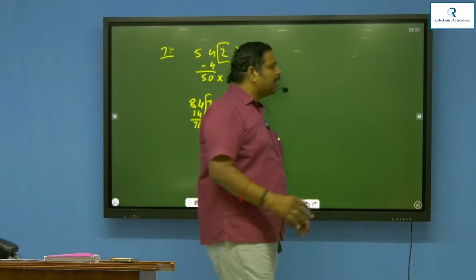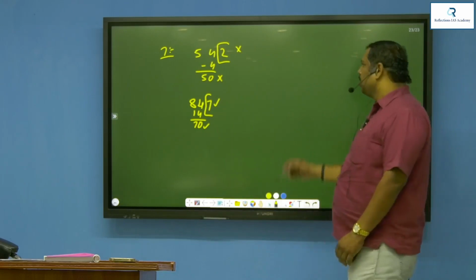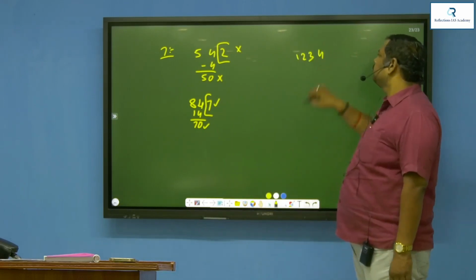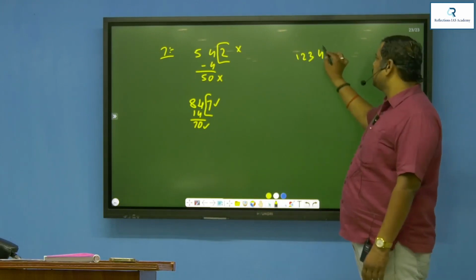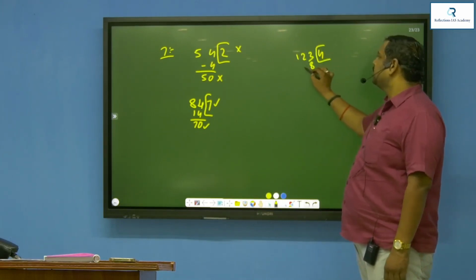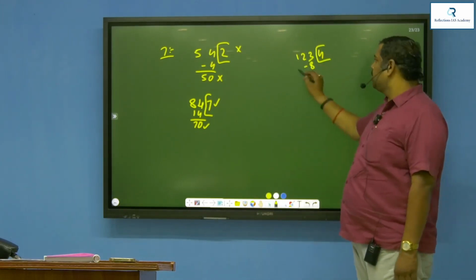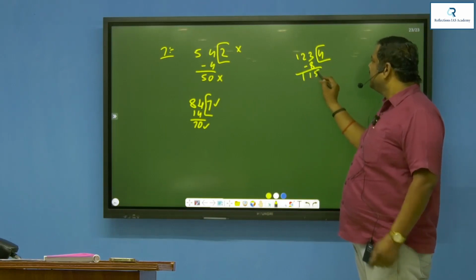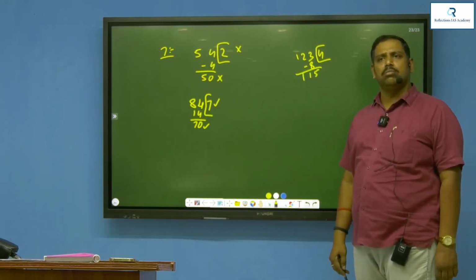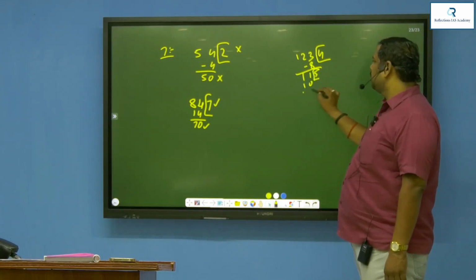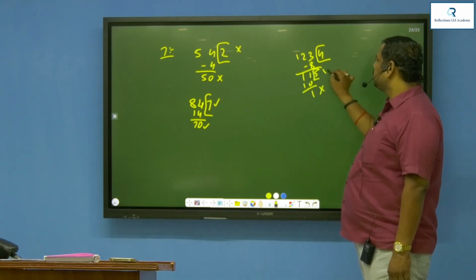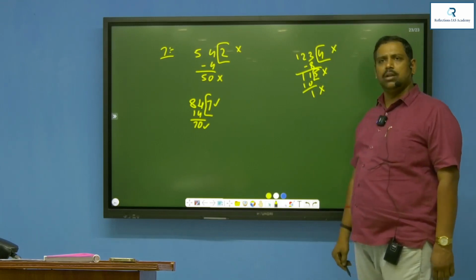Why? Because suppose randomly I am taking a 4-digit number, 1, 2, 3, 4. Is it divisible by 7 or not? I have to check. The last digit is 4. Double is 8. Subtract it. How much will you get? 511. Is it divisible by 7 or not? Again, you have to go with the same procedure. Cut it, 51 minus 2 is 49... not divisible. So not divisible.